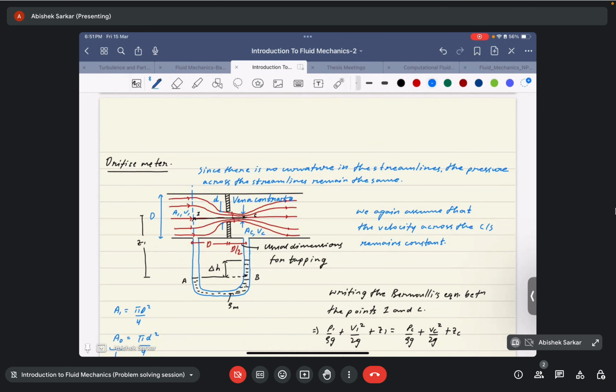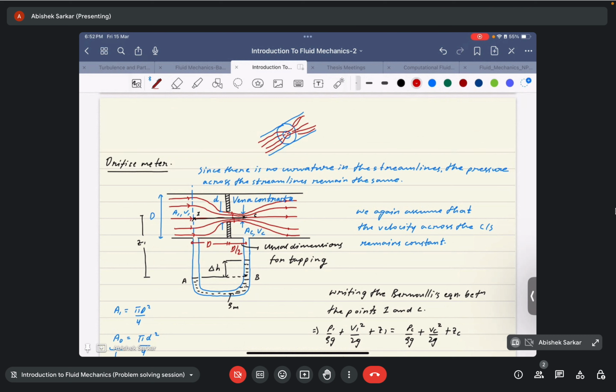So now if we try to look at a 3D diagram of an orifice meter, then if the flow is initially there, it will now pass through this orifice meter and then again go through here, say, and then diverge out. Okay, so this is what orifice meter basically means.